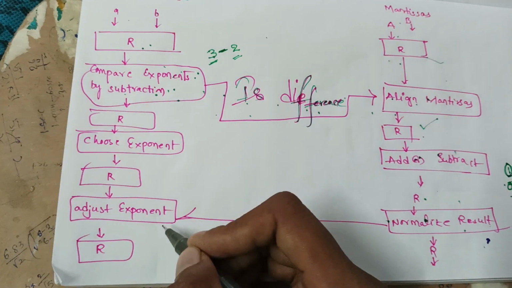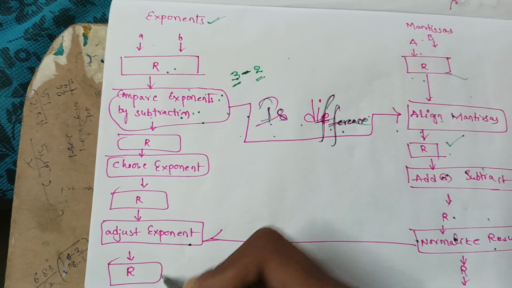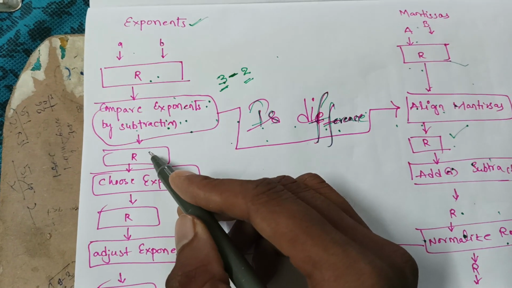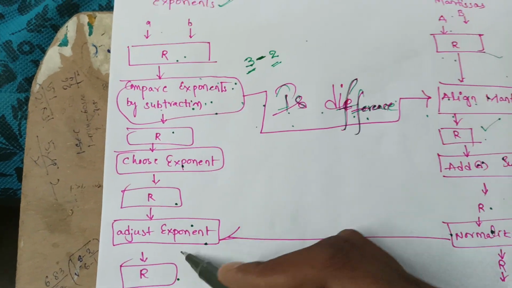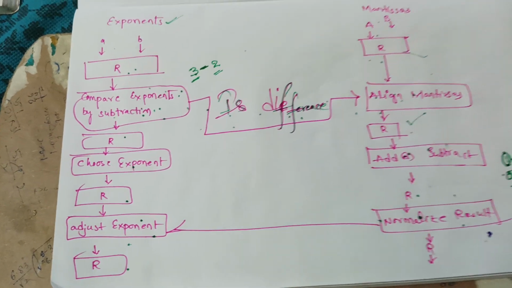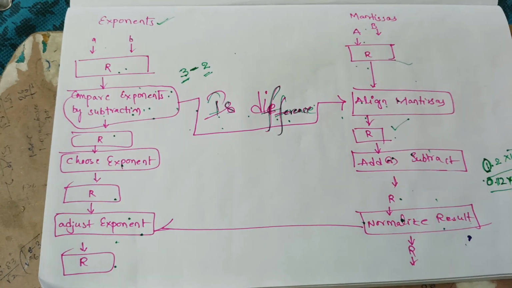This is then passed to adjust the exponent. If there is no difference, then we go to the register R, choose the exponent and store it in R. Next we adjust the exponent and store it into R. This is the flowchart for adding or subtracting two floating point numbers.